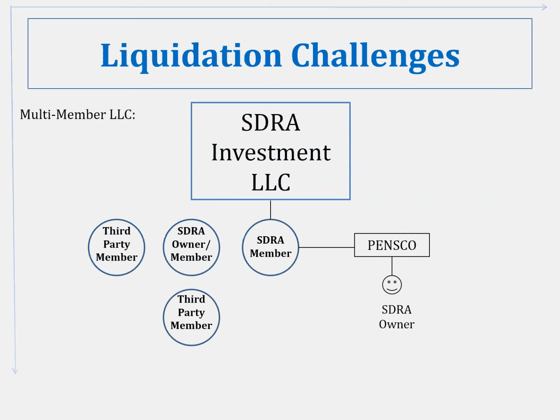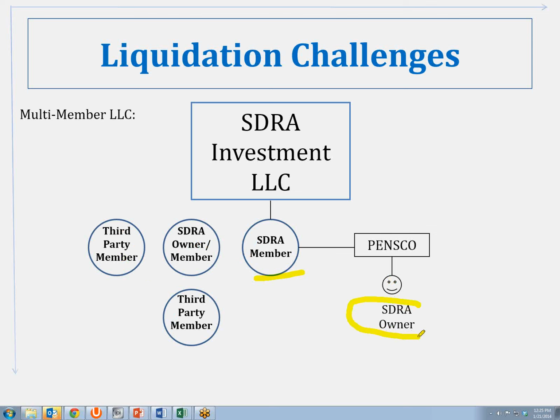Here we have a multi-member LLC, and during the self-directed retirement account member's lifetime, here's the retirement account member right here, and we have the retirement account owner as a member. Sometimes we're co-investing. And then we have a couple of third parties that are unrelated to the retirement account or its owner. Then, of course, we have the SDRA owner over here as the current beneficiary of the retirement account, and PENSCO as the custodian. So what happens when the retirement account owner dies?